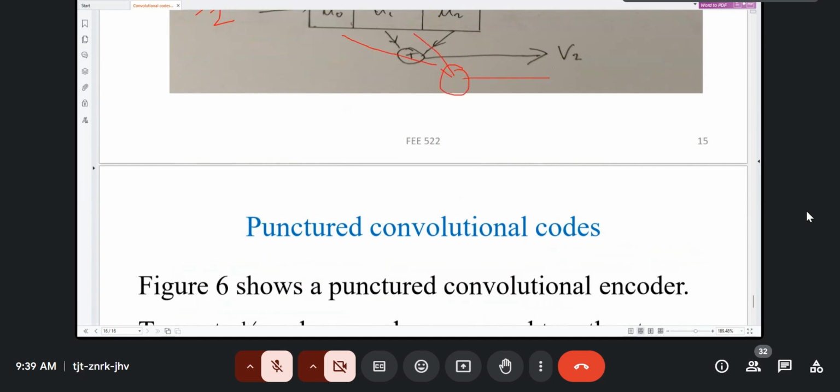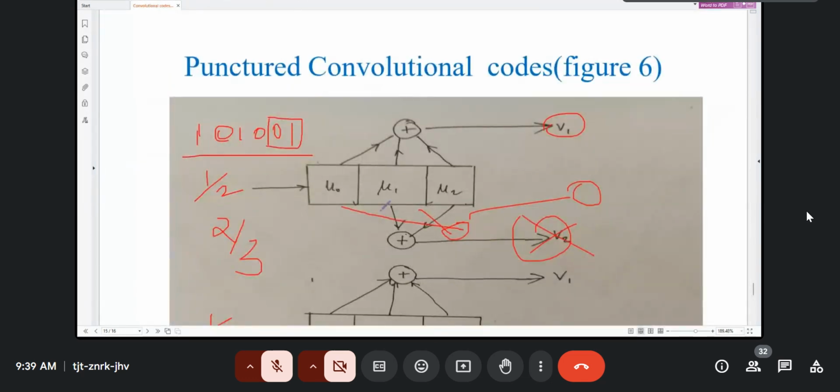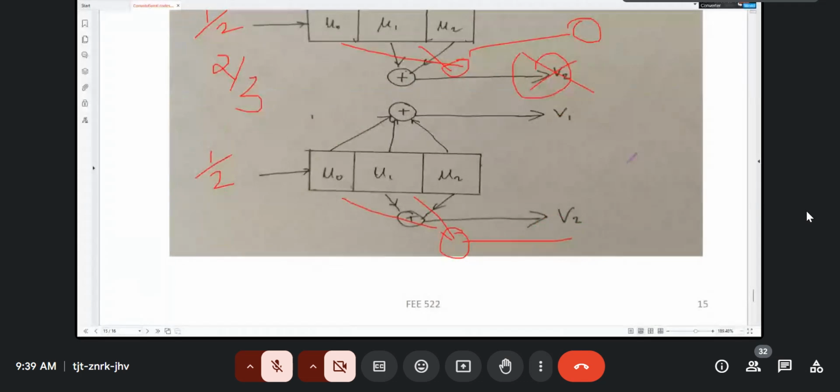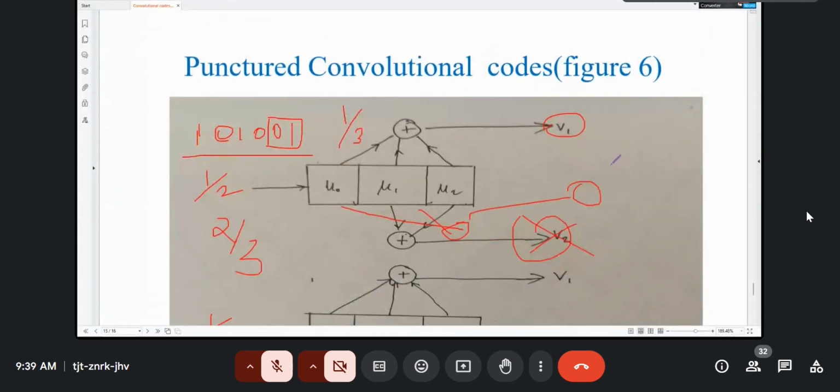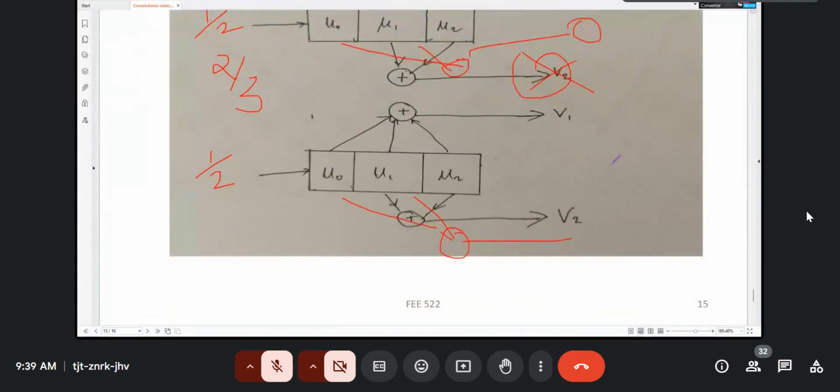Another one like that. So now you have 1 by 3. You have 2, 1 by 3. Of course, now you can end up with 2. It doesn't make sense to have 2 by 4, so that is like 1 by 2. That will be the same performance.